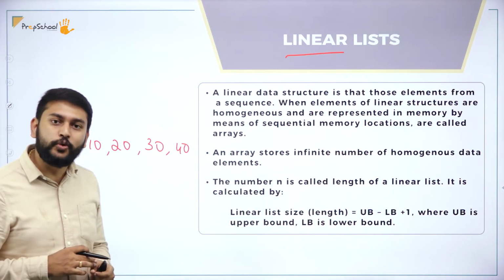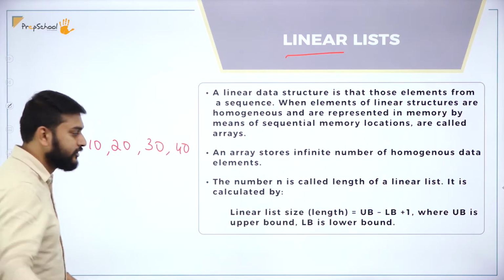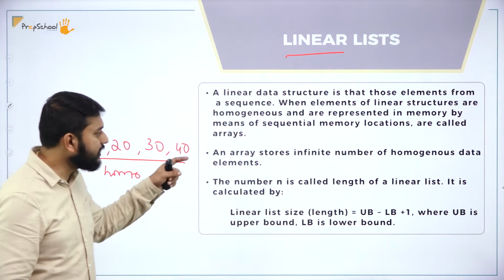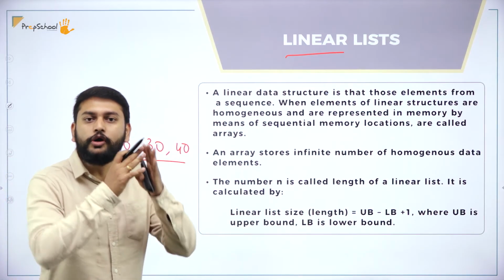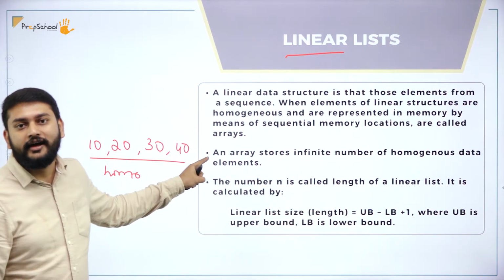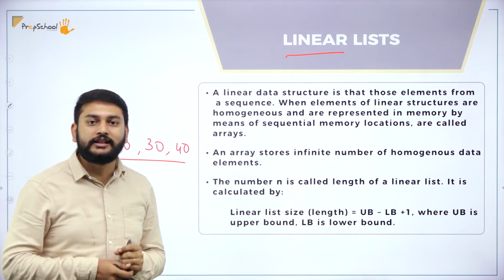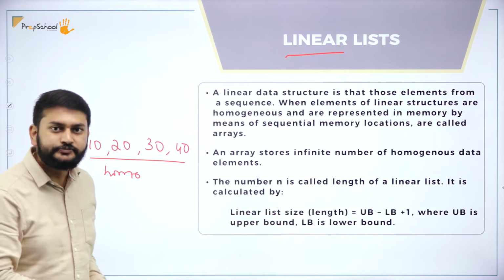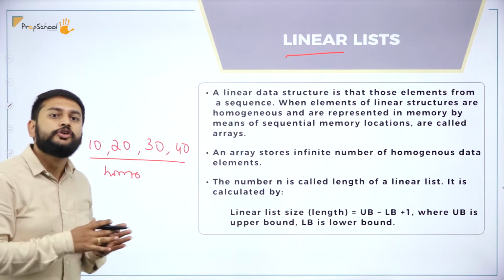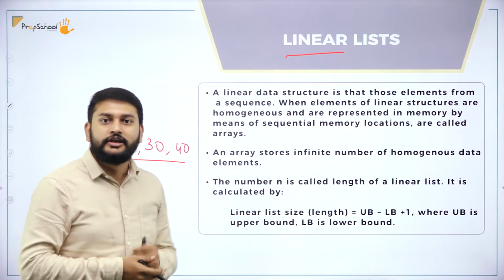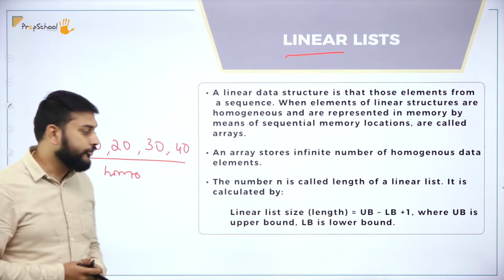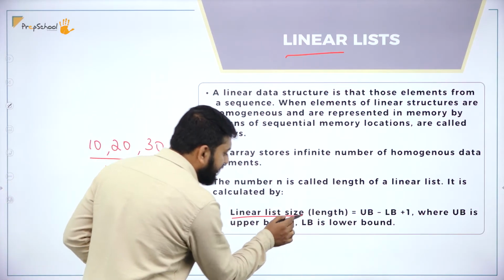Then after that, you will be storing only homogeneous data. Homogeneous means, if you are using arrays, you should be able to store only one type of data. That is what I call homogeneous. And there is no limit that you can store only this much amount of data. You can store an infinite amount of data, is what I would like to tell you at this point. How do you identify the size of a linear list?